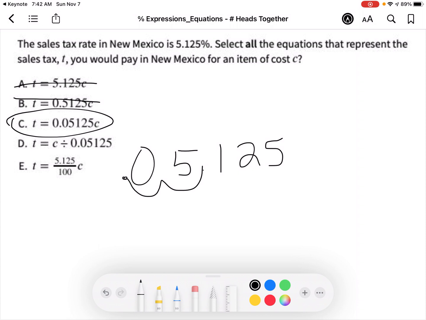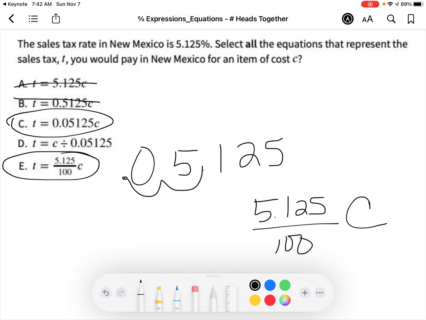So I know that when I have a percentage, that's over 100, because a percent is always over 100 times the cost. So that would be E. I'm not dividing the percent, so it's not D. So it should have been C and E.